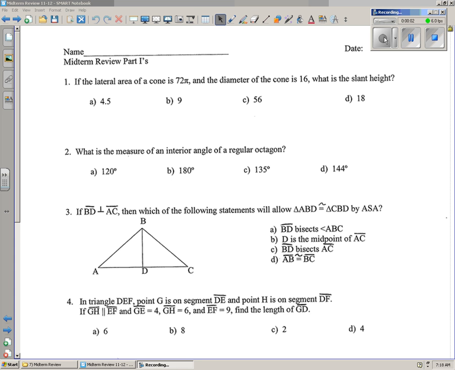Okay, this video is pages 13 through 16 in your midterm review packet. So here we go. Question 1 says that the lateral area of a cone is 72 pi and the diameter is 16. What is the slant height?